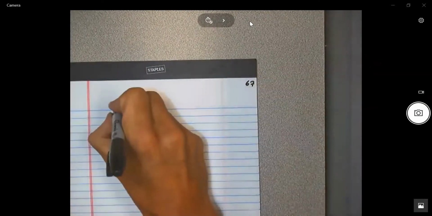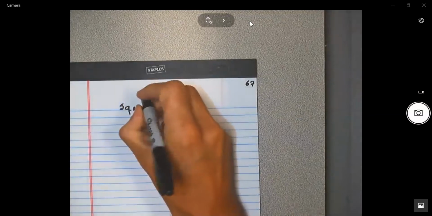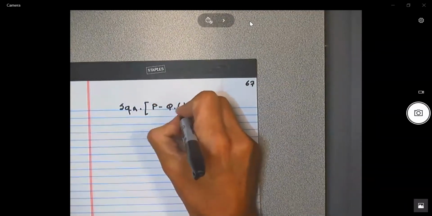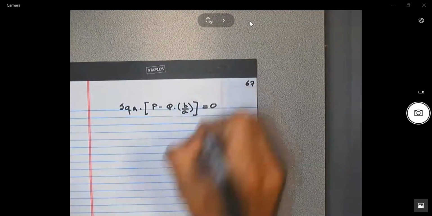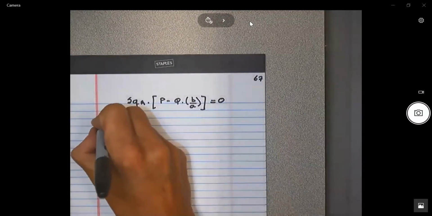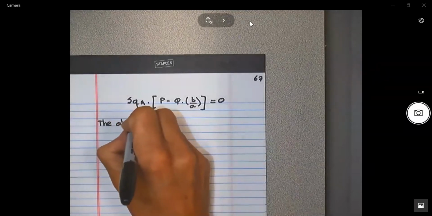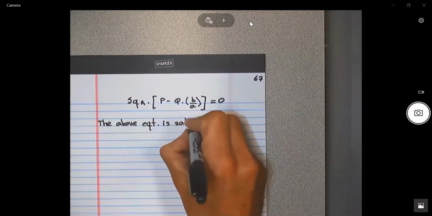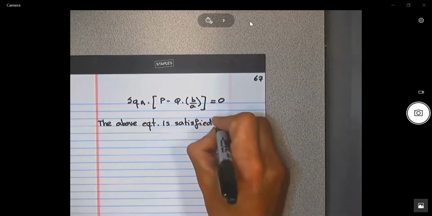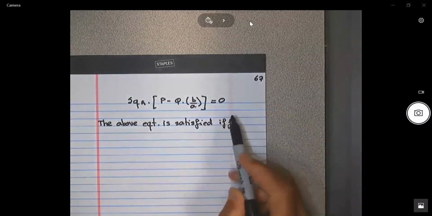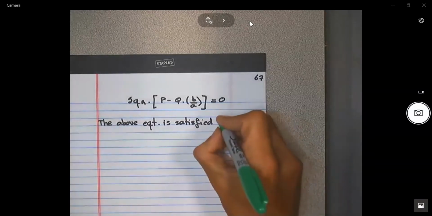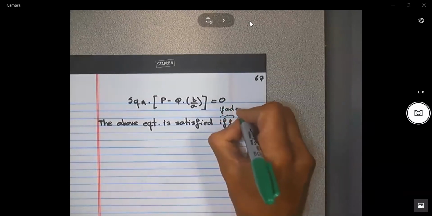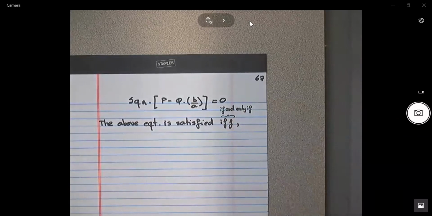Okay, let me rewrite very quickly the same equation. All right, so we say the above equation is satisfied if, and only if, okay?